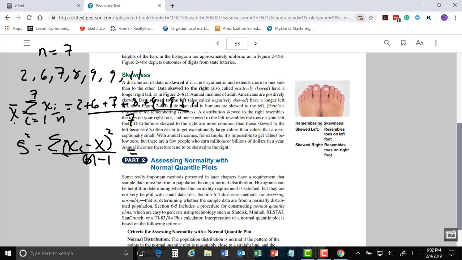Okay. So over here, this is going to be 2 minus whatever the average is, squared, plus 6 minus the average squared, plus dot dot dot, all the way to the last one, which will be what? 11 minus x bar squared, all divided by n minus 1, which is 6. Is it okay?